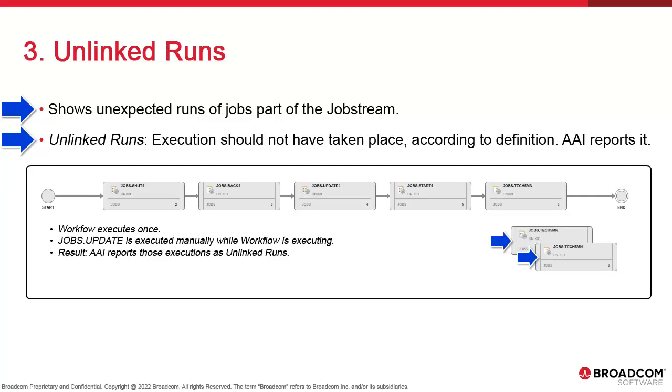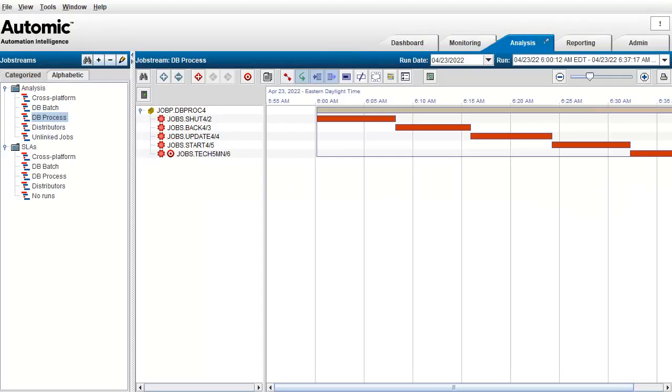This is what the example shows. We have a process with 5 individual jobs, and the last one was submitted twice during the Jobstream run. AI sees these runs as component parts of the parent process that aren't supposed to be there. Let's look at the Analysis tab. We have a Jobstream run, and we ran an additional instance of the last job once. We click the Unlinked Runs button.